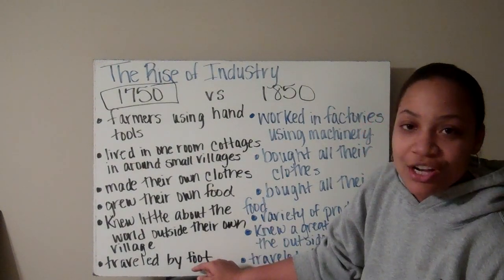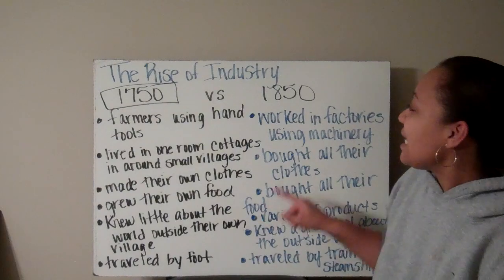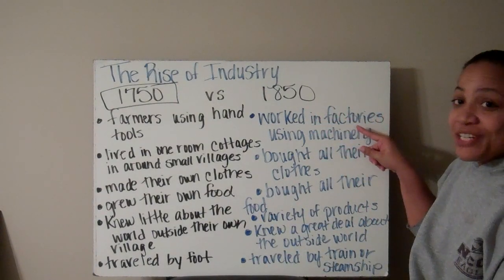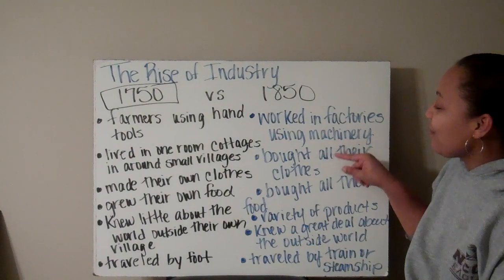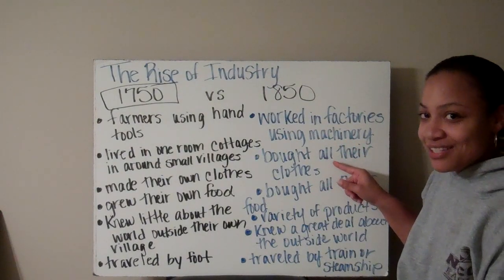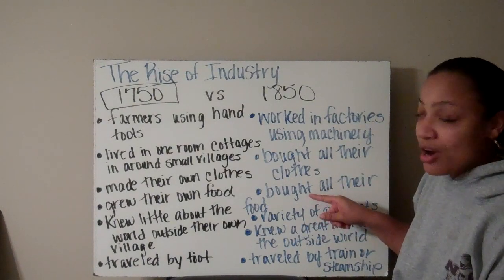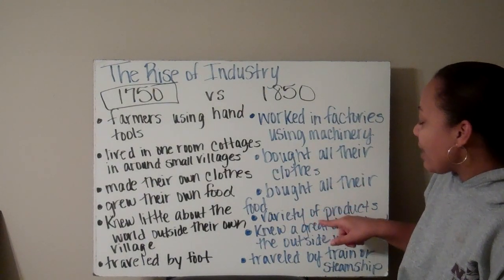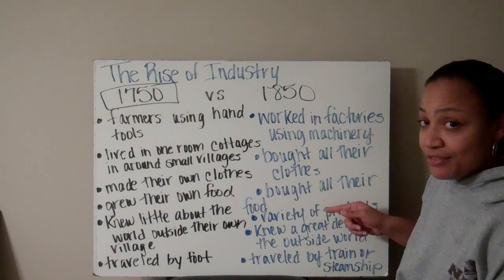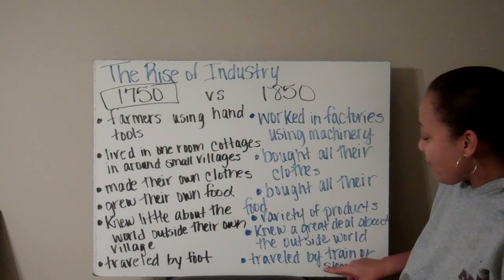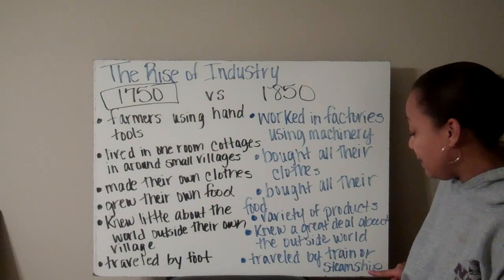Now, you go 100 years forward, in the 1850s, they worked in factories using machinery. They bought all their clothes like you guys do today. And they bought all their food like you guys do today, or I do also. There was a variety of products like our life is today, and they knew a great deal about the outside world, and they traveled by train or steamship.